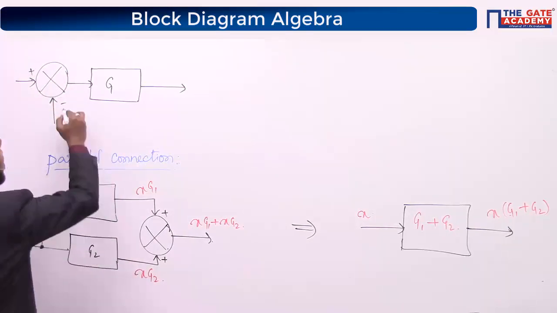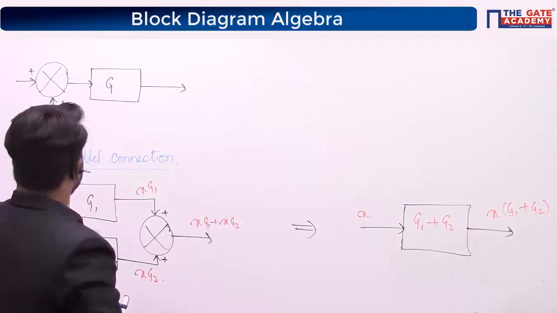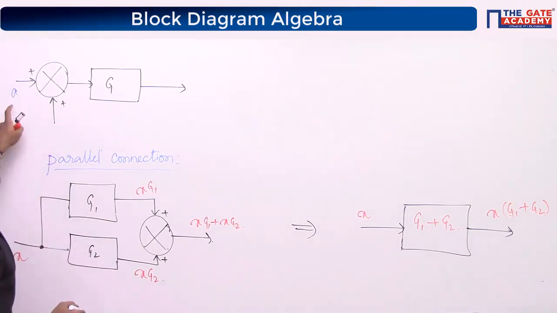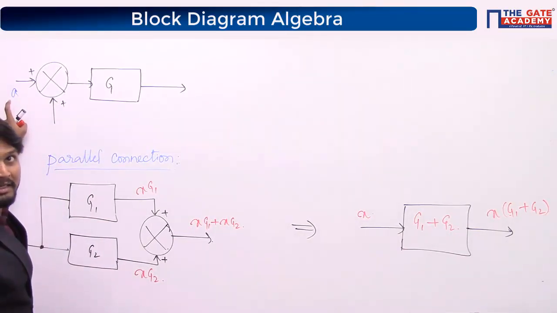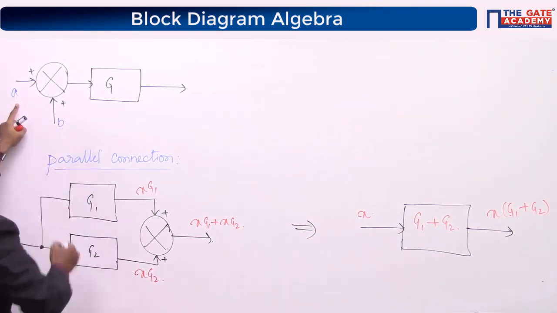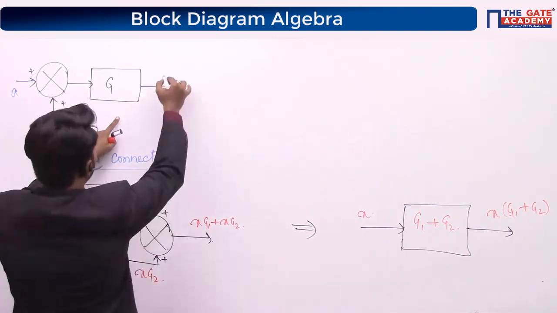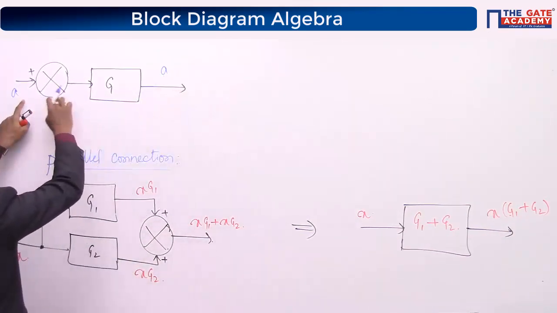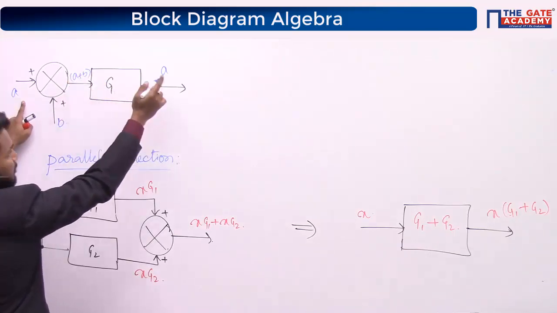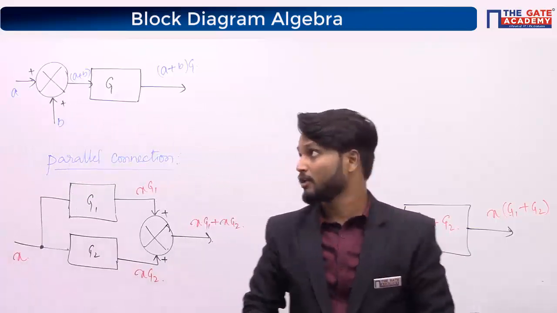Comparator is also called as what? Summer, right? This is nothing but a summer. You already have the knowledge of these symbols, right? So let us say you have some A as input at this terminal, and some B is input at this terminal, right? Tell me what is the output? Output is A plus B, therefore output is nothing but A plus B multiplied by G, right? Yes, Vikash Meena, very good, right?